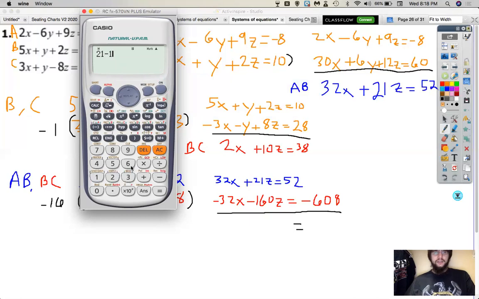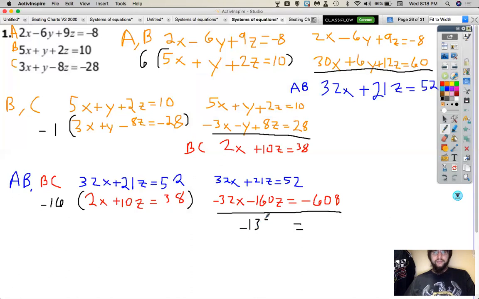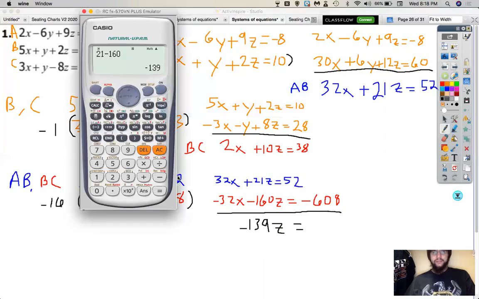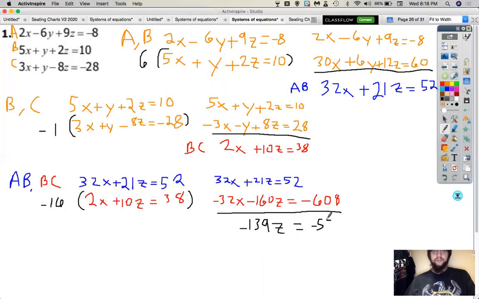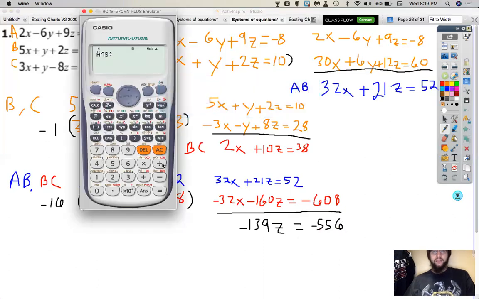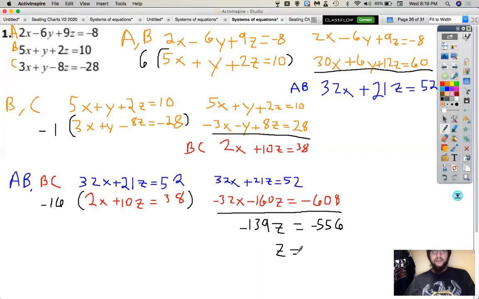21 minus 160 is negative 139 z. Oh yeah, I write a z with a line in it because it doesn't look like a 2 that way. 52 minus 608. Negative 556. And divide that by negative 139. I get 4. So z is 4.